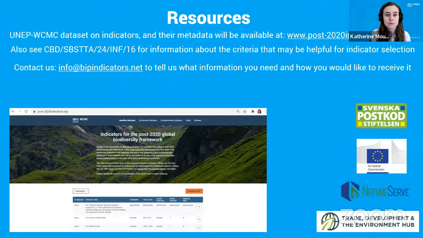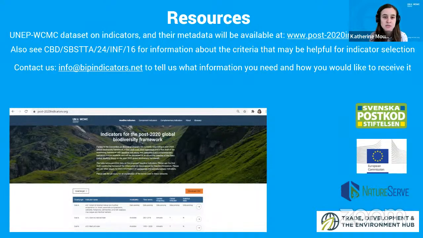So in terms of resources that are available, as I said, the metadata sheets will be compiled into the information document. But in addition to that, the metadata will be provided on our website, that's post-2020 indicators.org. The link is on the screen now. But also see the SBSTA 24 information 16 document.